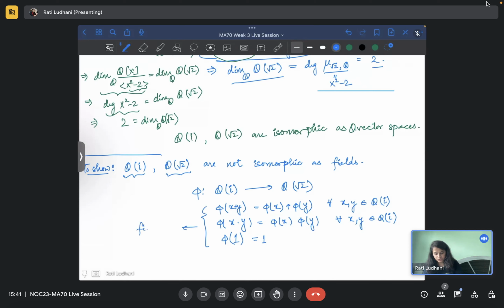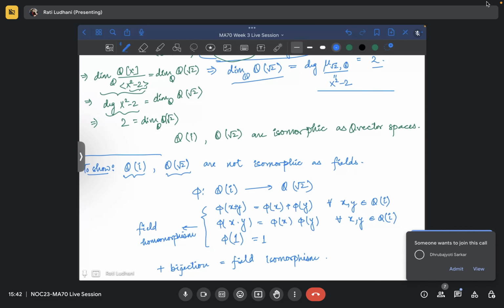And now for an isomorphism, we should have a bijection. So if we have a field homomorphism and we add bijection, we'll get a field isomorphism. So let's see if we can construct one or not. Let's assume there is one, and let's see if that can be a field isomorphism.